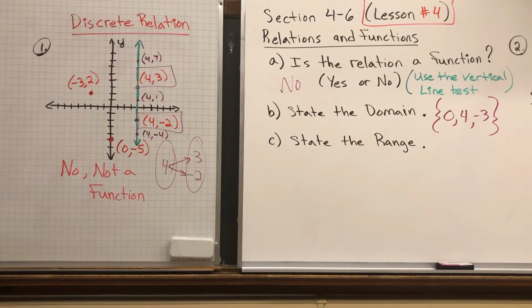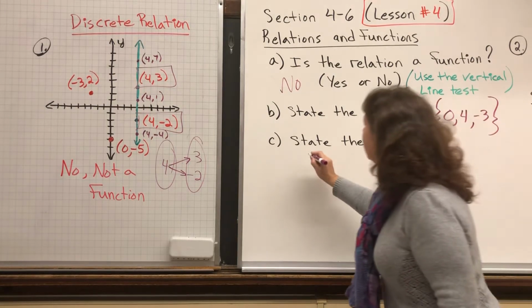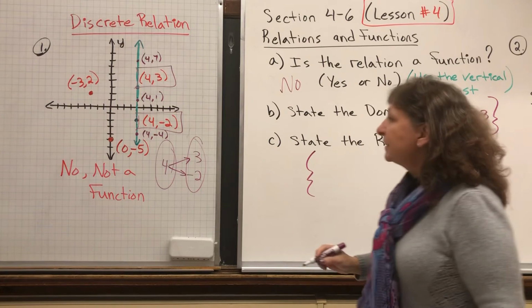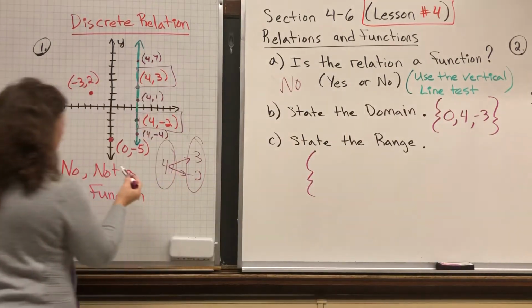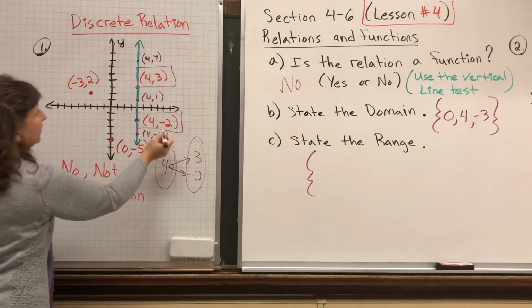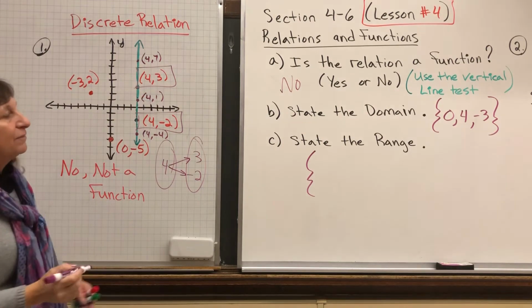Notice I'm not going to call it a function. I'm just going to say it's a relationship. And if we want to state the range, it's the set of values for all my outputs. So it would be 2, 3, negative 2, and negative 5.